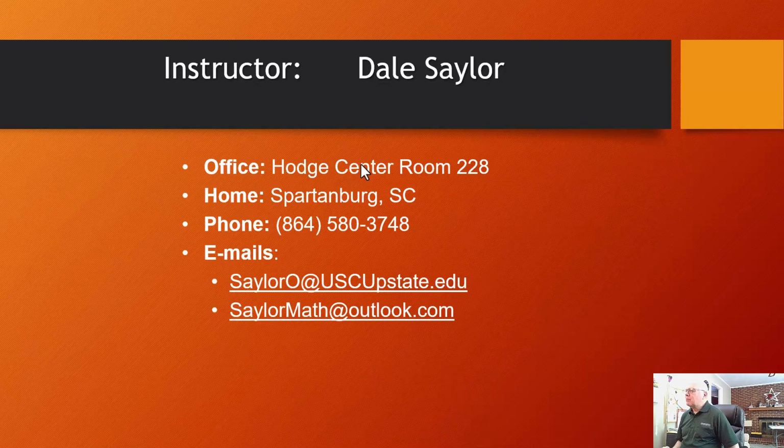If you want to contact me, and I do live in Spartanburg, there's my phone number, 580-3748. Two basic emails you'll want to use. The official one is SaylorO, there's that O again, at uscupstate.edu. However, I recommend that if you want the quickest response, use the second email, saylormath@outlook.com. That's where I look first for any emails from any of my students.